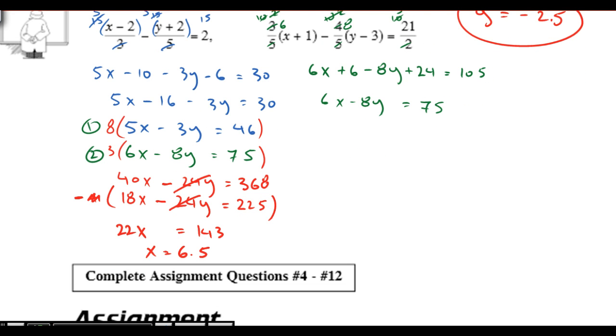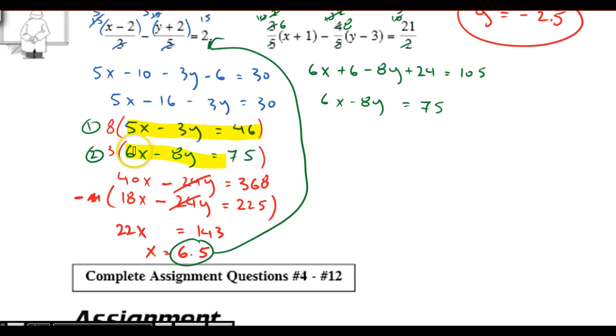Okay, and just to keep the video a little bit short, now I would not substitute this 6.5 into the original equations because that's going to be a little bit more work to solve for y. I would pick my simplest equation, which is this one over here. Let me highlight it for you. This one over here, or this one, and put the 6.5 in there to get my y. Let me go ahead and just quickly do that while I'm here. So it's going to be 5 times 6.5 minus 3y equals 46. And again, you can go ahead and solve for y and get your final answer.